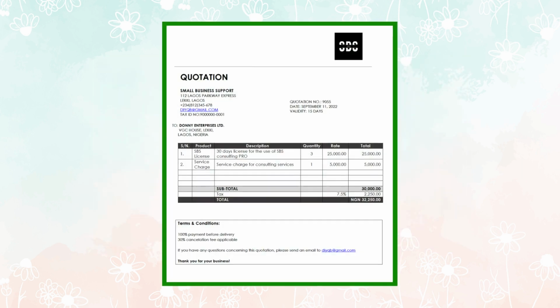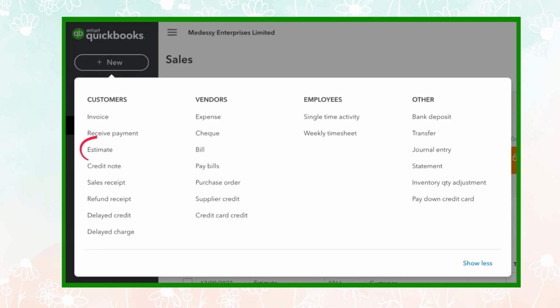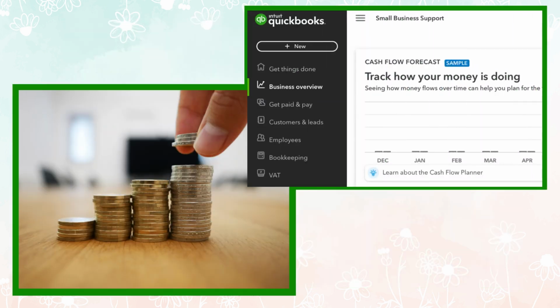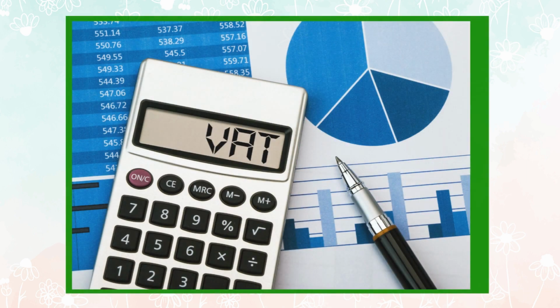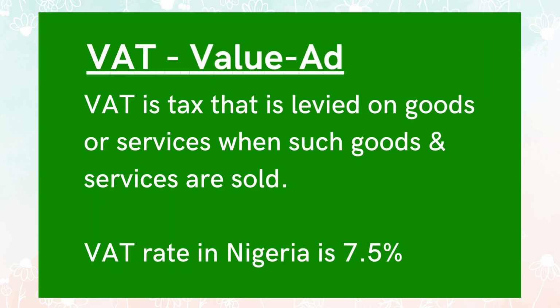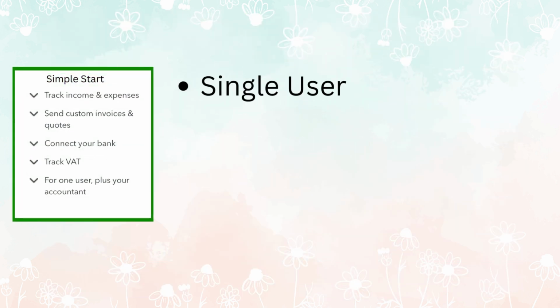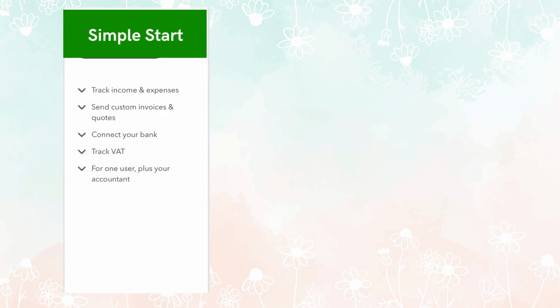Quotations are documents that show the price at which a seller is willing to sell a product or service to a buyer. In QuickBooks, estimates can be used to create such quotations. You can also connect your bank to QuickBooks so transactions are imported directly into QuickBooks. In Nigeria, as at the time of making this video, these are the banks that can be connected with your QuickBooks. Also, you can track your VAT so that you know what you need to remit every month. VAT is tax that you pay to the government for every product or service you sell monthly. The Simple Start plan allows for a single user and is suitable for small business where one person is responsible for bookkeeping. With time, as your business grows, you can then upgrade your license to the Essential plan or the Plus plan.